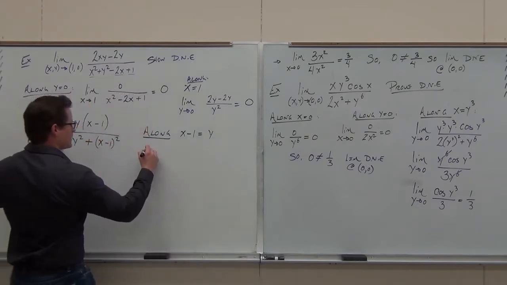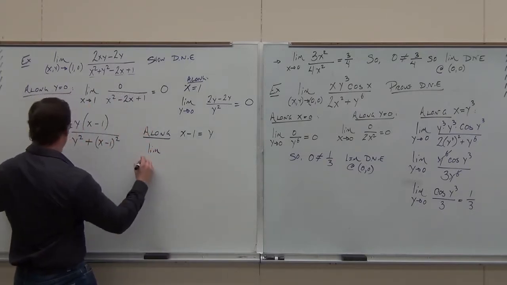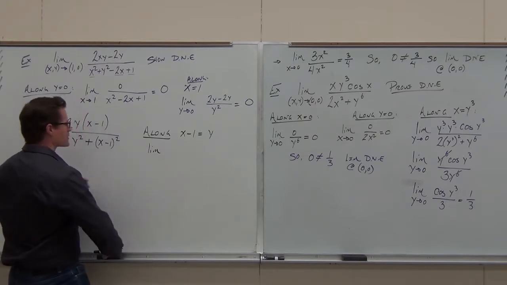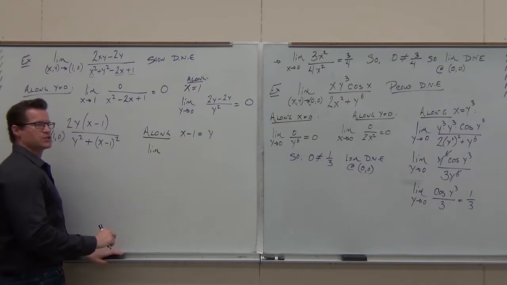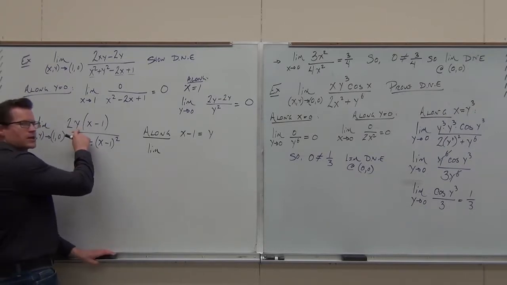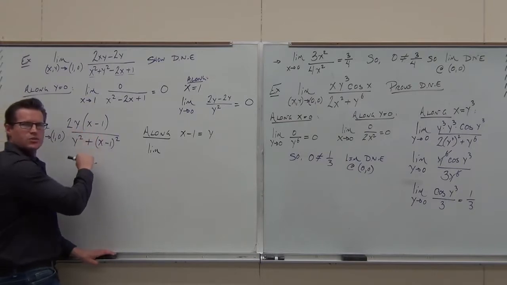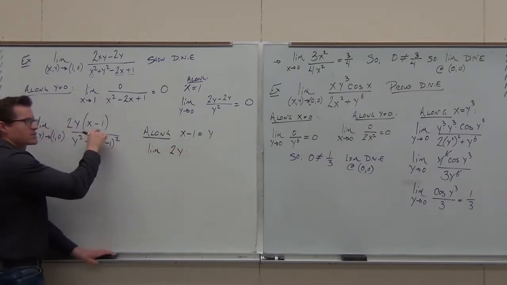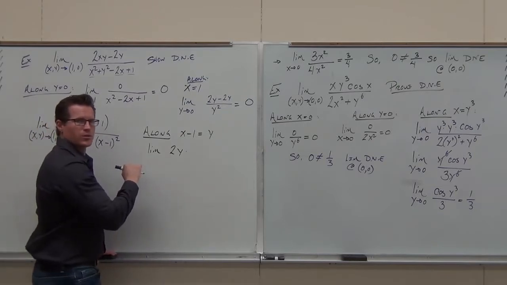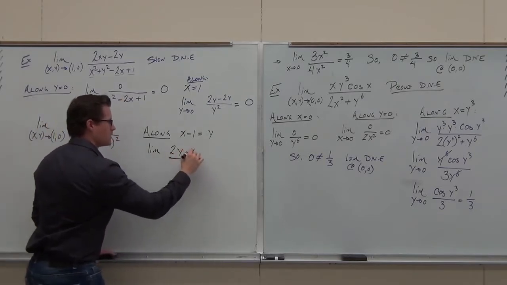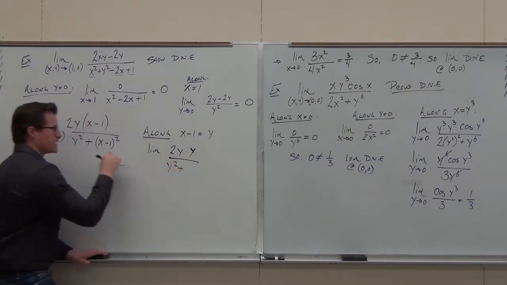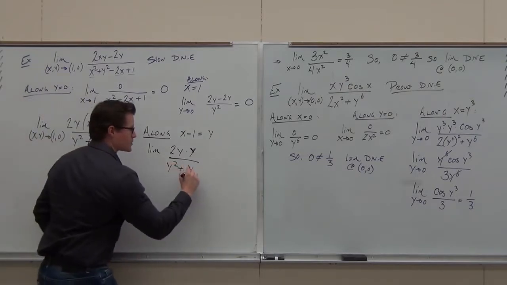So let's see. We'd have the limit. Let's talk about an independent variable in a second. Am I still going to have a 2y? I don't want to replace the y's, okay? I want to replace this. Am I still going to have a 2y? Am I still going to have an x minus 1? What am I going to have? Y. This is a y squared plus, if this is a y, that's also y squared.